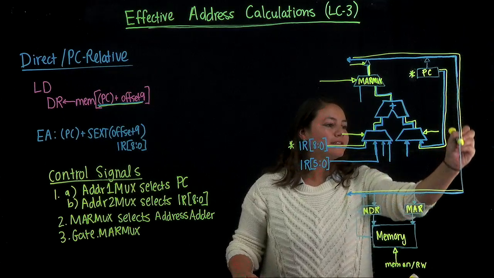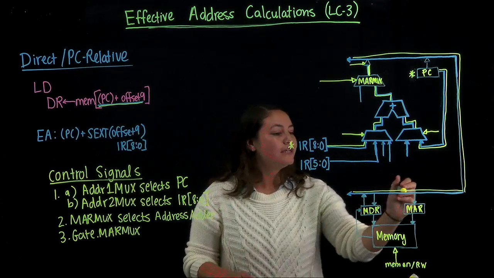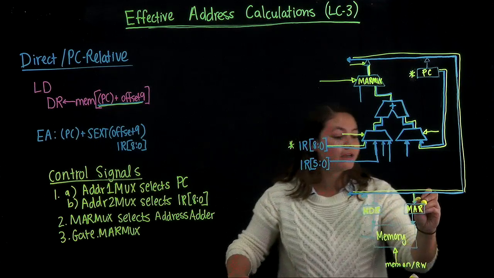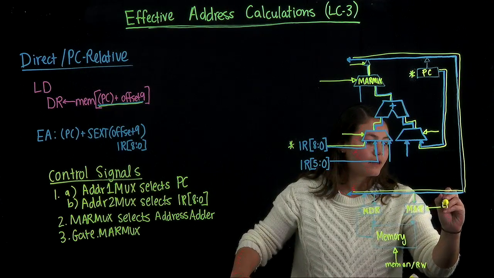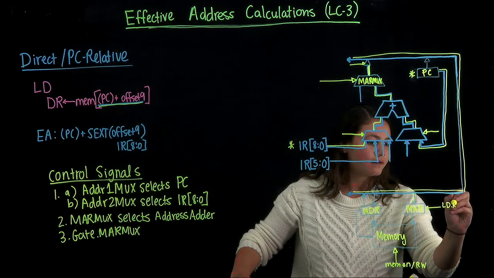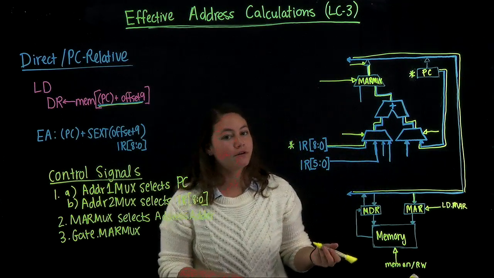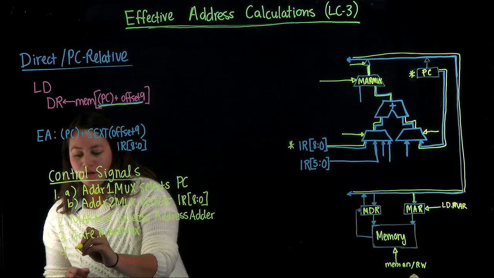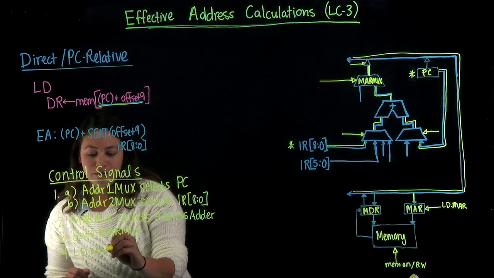So the last step that we need to do is we just need to get that into the MAR. And how we can do that is by sending a write enable signal to the MAR. So our last control signal is going to be load.MAR.